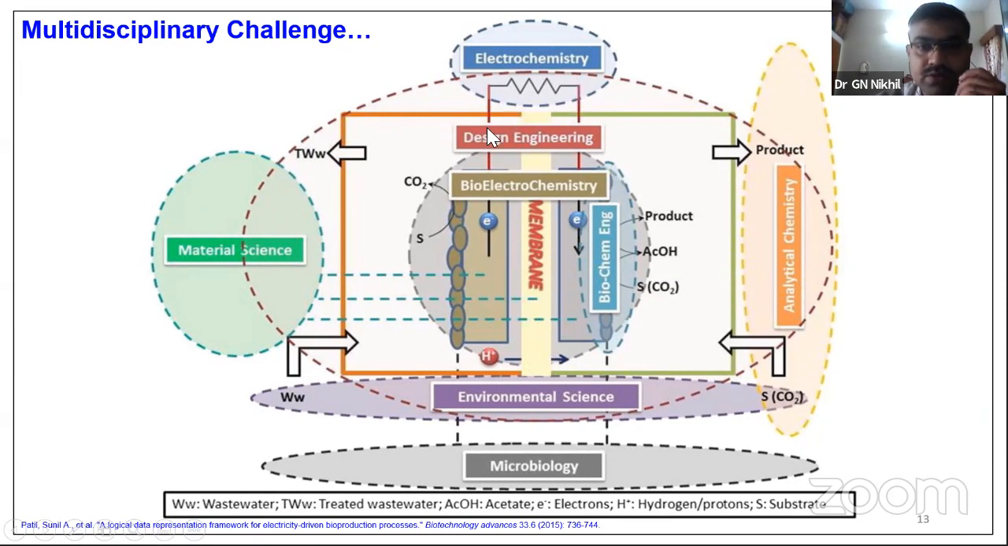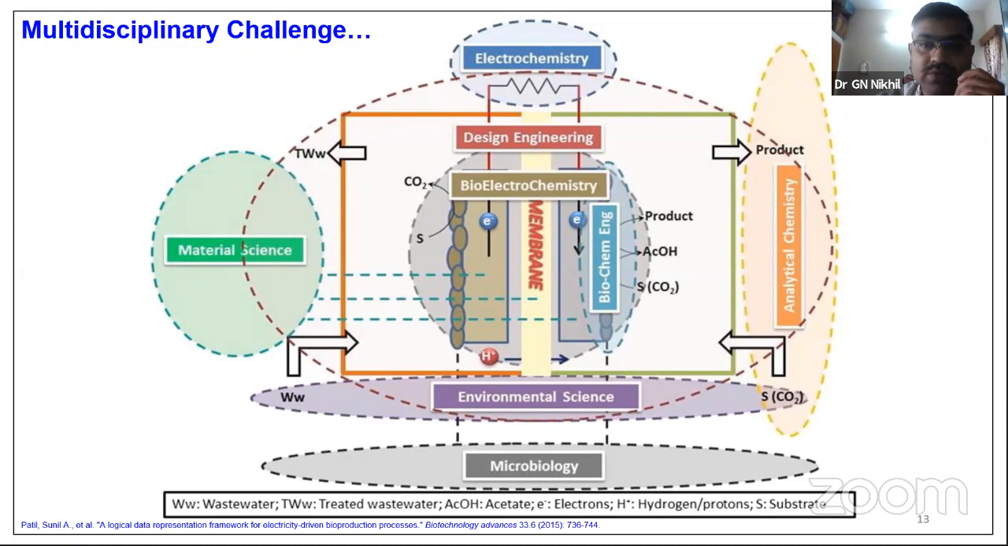Electrochemistry comes into the picture, the pure electrochemistry between metal electrodes. Bioelectrochemistry is slightly different, and that is what people are working on extensively: the behavior when the biofilm forms over the electrode surface, and how it changes. That is a very hot topic of research where people are actively working.